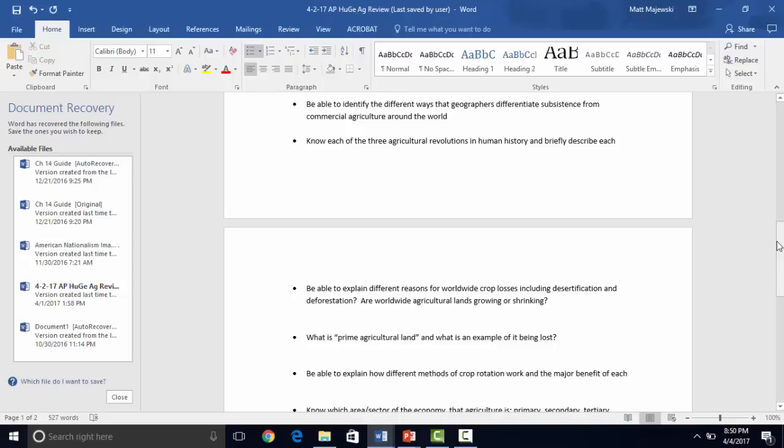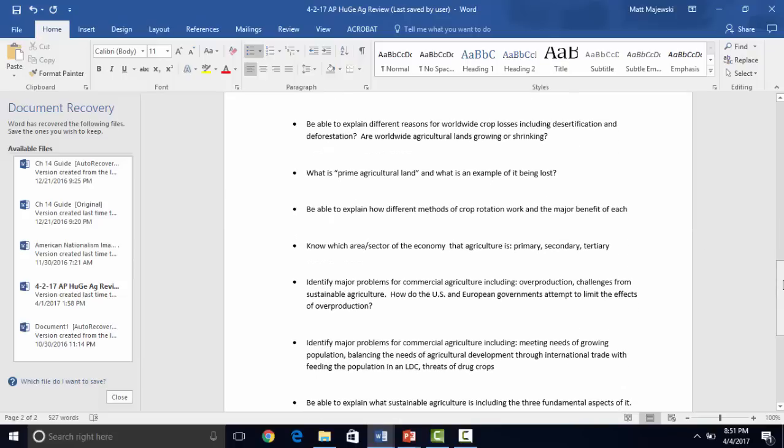So again, this is when a lot of the methods, a lot of the technology, a lot of the materials of MDCs starts to find its way over to the LDCs. Either the LDC countries purchase them, or more times than not, they were provided as economic aid or assistance by the core countries to the developing world. So those are your three agricultural revolutions.